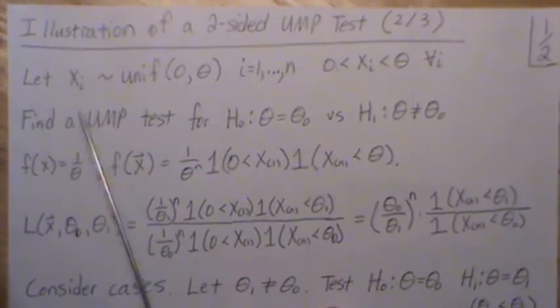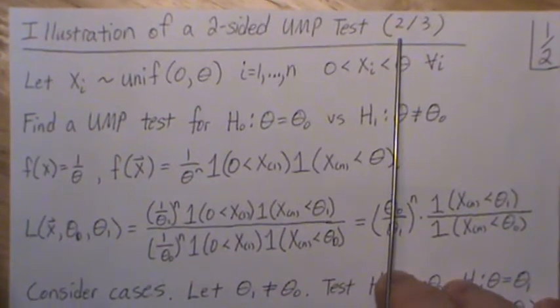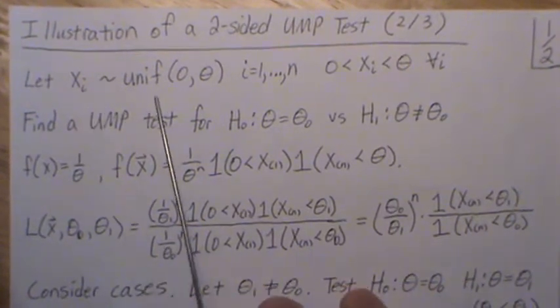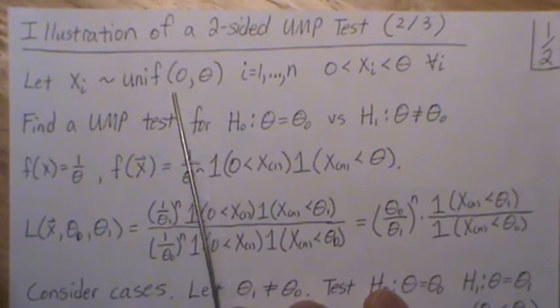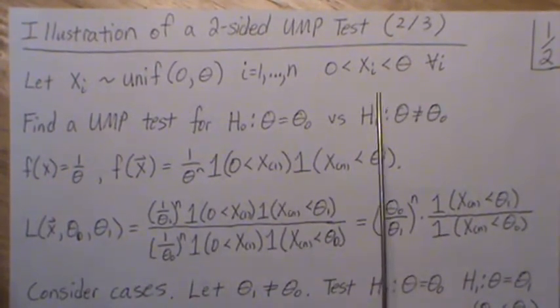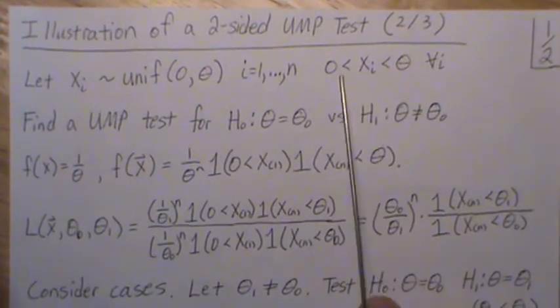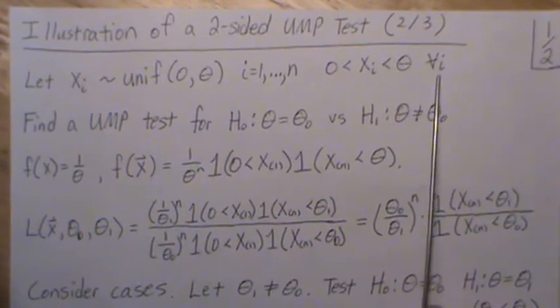So in part 1 we looked at a shifted exponential distribution. In part 2 we're going to look at a uniform distribution from 0 to theta. We're going to have a sample size of n. Of course, xi has to be between 0 and theta, and this is for all i.